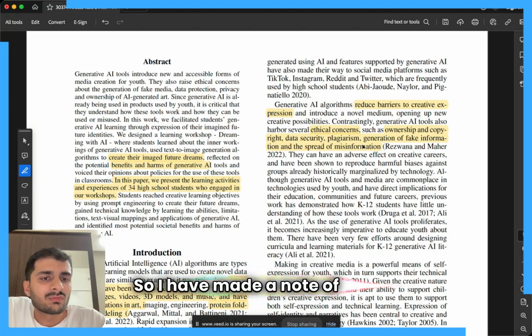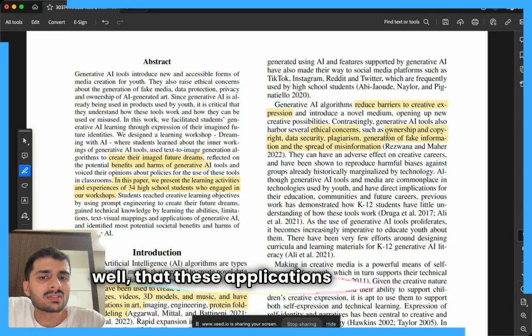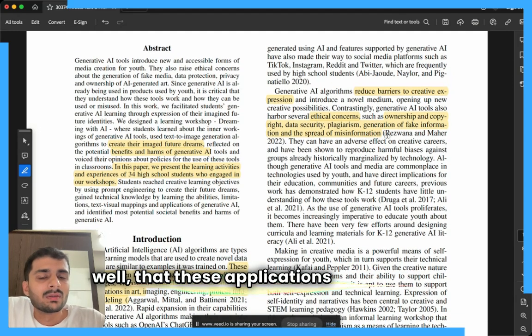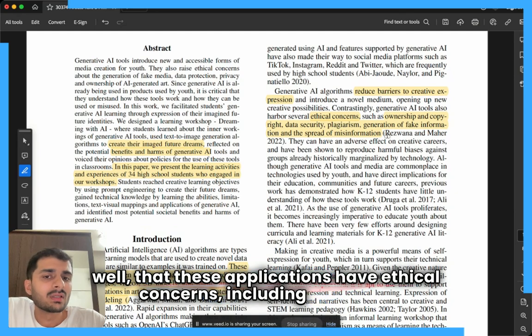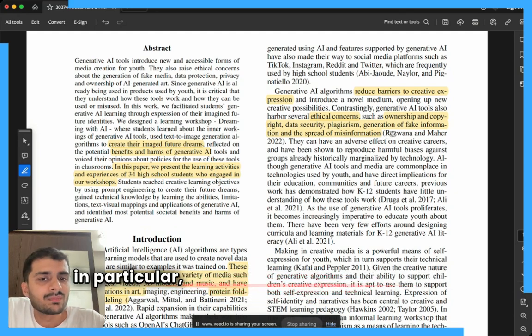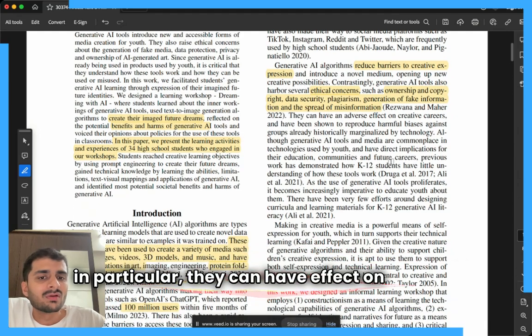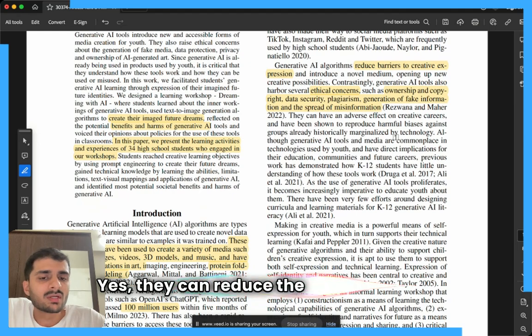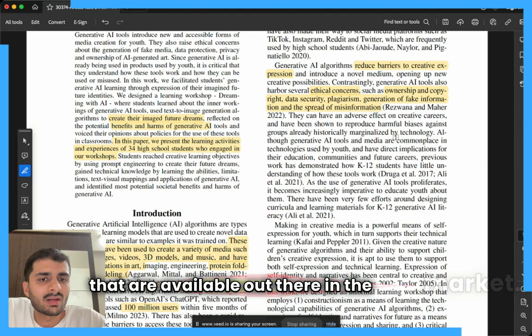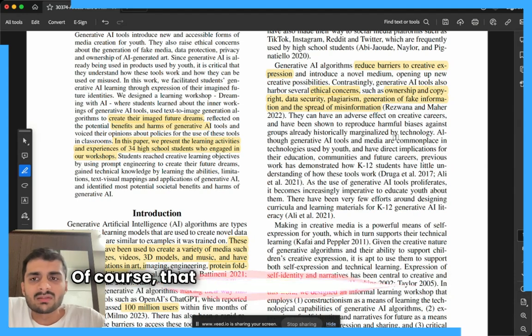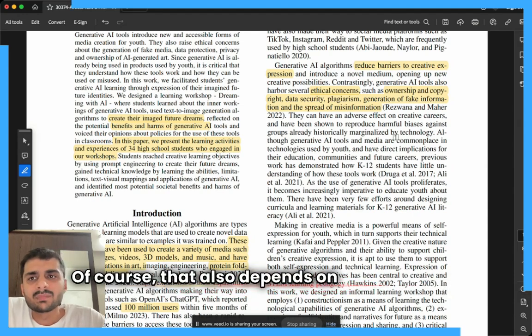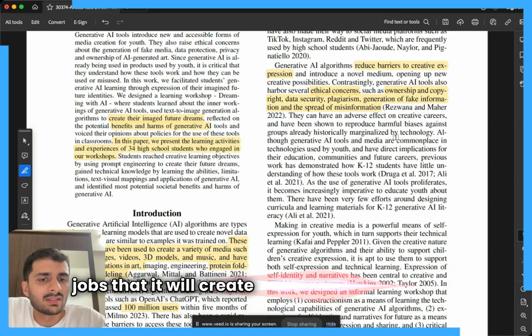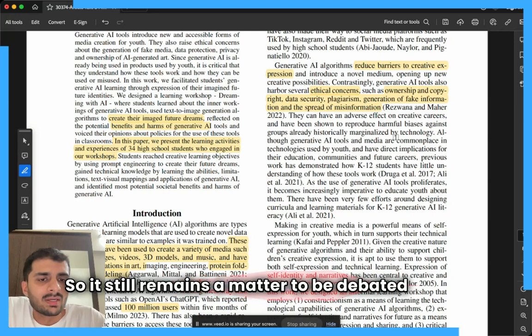So I've made a note of this as well, that these applications have ethical concerns, including copyright in particular. They can have an effect on creative careers. Yes, they can reduce the number of jobs that are available out there in the market. Of course, that also depends on the number of new jobs that it will create eventually in the future. So it still remains a matter to be debated about.